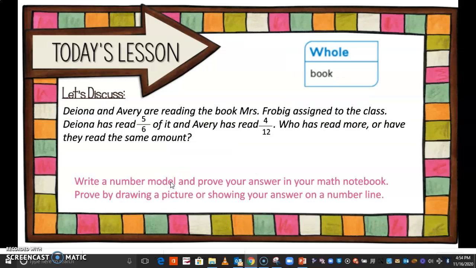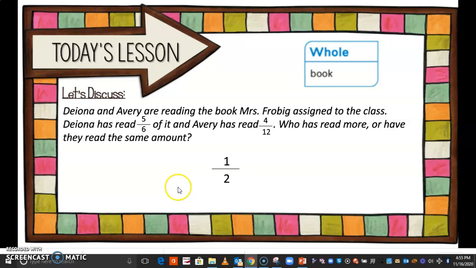Then we did this one real quickly, and I'm just going to breeze through it because we are going to talk so much more about this tomorrow. This is one more strategy that some of you might like: comparing your fractions to a half to help you quickly identify which one's more. Deanna and Avery are reading the book Mrs. Frobick assigned to the class. Deanna has read 5/6 of it, and Avery has read 4/12. Who has read more, or have they read the same amount?